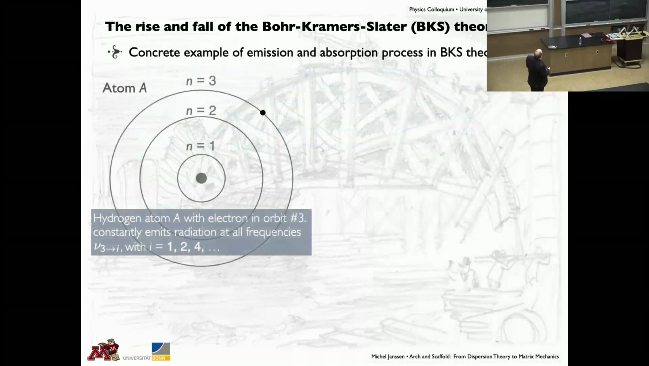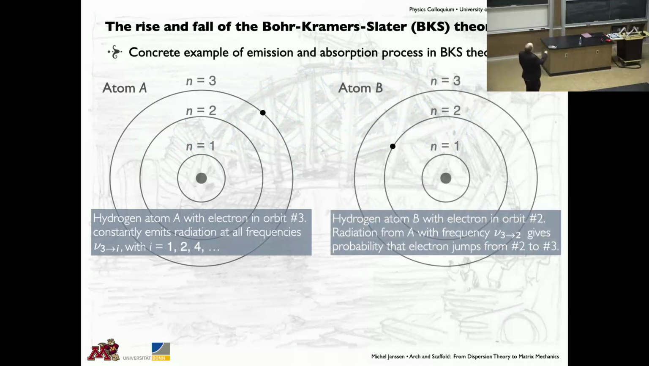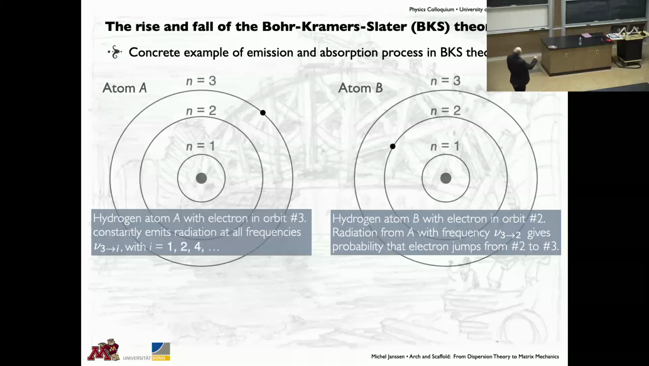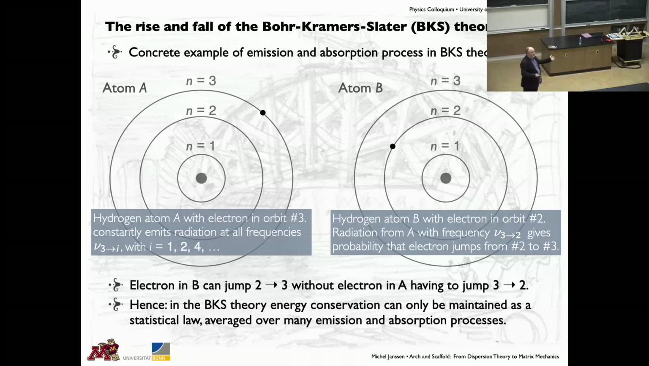So here's a concrete example. I'll go quickly. Suppose the electron is in orbit number 3. That means it's radiating all these frequencies, for jumping to 2, 1, and up to higher orbits. And there's another atom B where the electron is in state number 2 that absorbs this. The radiation of frequency 3,2 determines the probability that this electron is going to jump to that orbit. Okay? And so clearly you can't do that. That is the end of strict energy conservation.